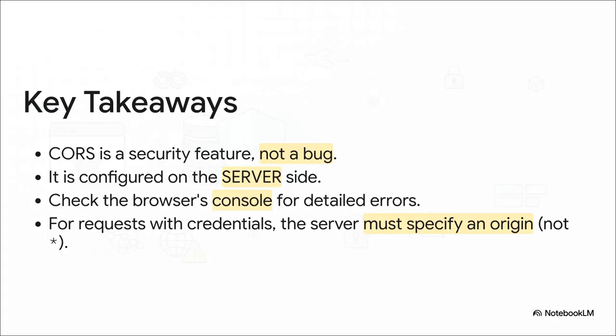So let's recap the big stuff. First, and say it with me, CORS is a security feature, not a bug. It's your friend. Second, it's configured on the server. You fix CORS errors in your backend code by adding the right headers, not in your front end. Third, the browser console is your absolute best friend for debugging these issues. And finally, a super important security rule. If you're sending credentials like cookies, the server absolutely must specify an exact origin. The wildcard star just won't work in that case, and for good reason.